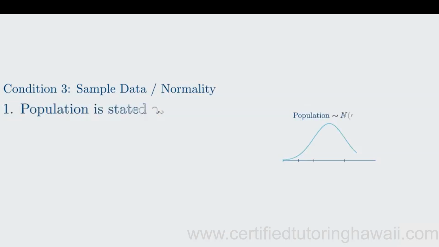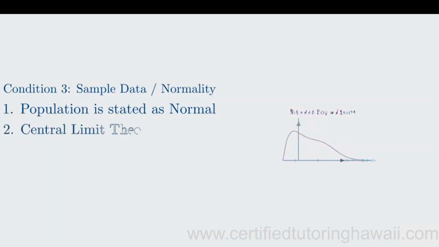The third and often most complex condition is the sample data condition, which ensures our sampling distribution of the mean is approximately normal. We have 3 ways to satisfy this. First, if the problem explicitly states the population distribution is approximately normal, we are good to go, regardless of sample size. Second, if the population is not normal or we don't know its shape, we look at the sample size n. If n is 30 or larger, the central limit theorem kicks in.